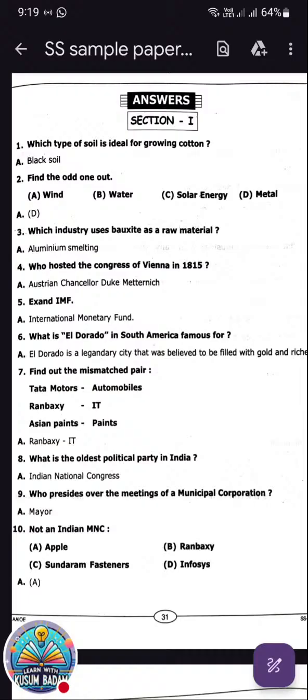Now the next, find out the odd one. So here wind, water, solar energy and metals are there. Wind, water, solar energy, all these are resources. So metal comes under metallurgy. So thus metallurgy is the odd one.